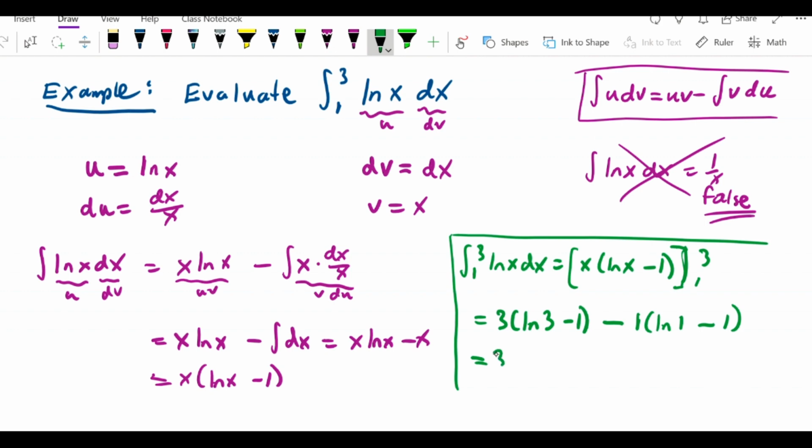So this is going to be 3 ln 3 minus 3, minus the natural log of 1, which is 0, and then minus negative 1 is plus 1. So this comes out to 3 ln 3 minus 2.